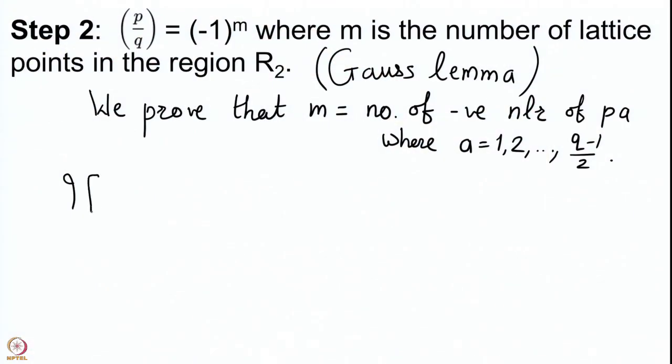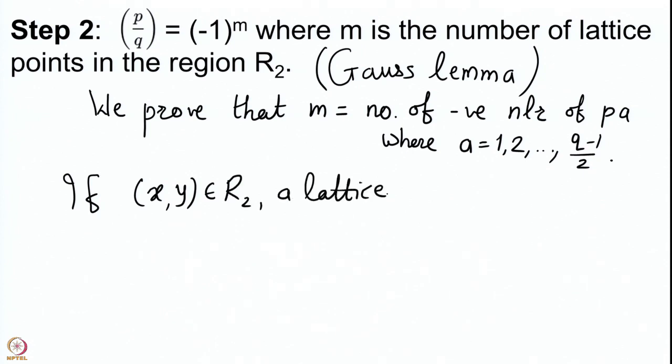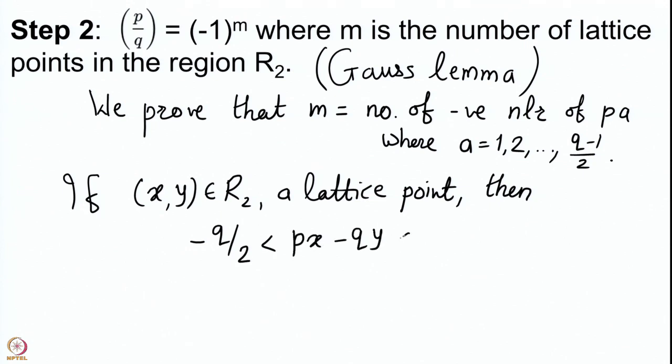We are going to give you a bijection. So, if (x, y) is a lattice point, then of course we know the equation of the region R2. We get that -q/2 < px - qy < 0. So, this is your numerically least residue of px, and of course x is going from 0 to q/2.